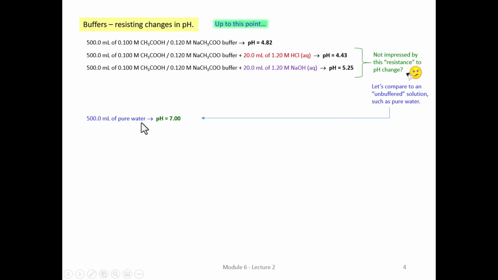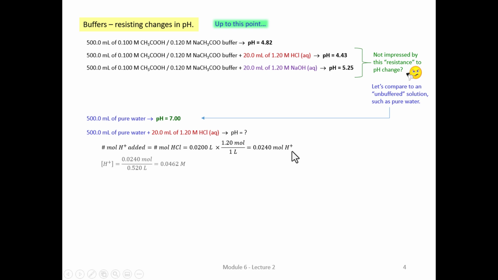If we assume the pH of pure water is 7, if we had 500 milliliters of it, we'd have a pH of 7. So let's just add 20 milliliters of 1.2 molar HCl to that. What would the pH be? Well, remember the number of moles of H plus added is 0.0240 moles. So we're going to simply take 0.0240 moles of H plus that we've added, divide now by the total volume, and we get an H plus concentration of 0.0462, and we'll calculate a pH, and it's 1.34.